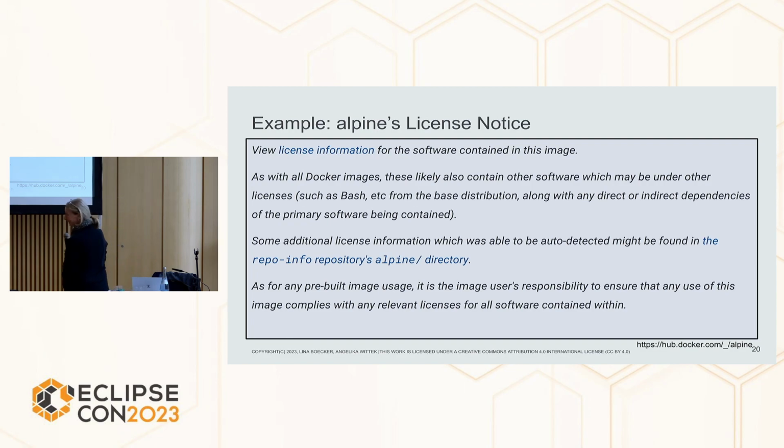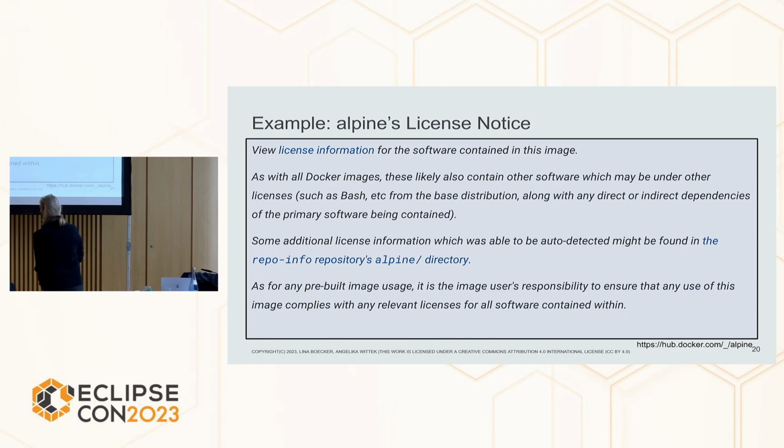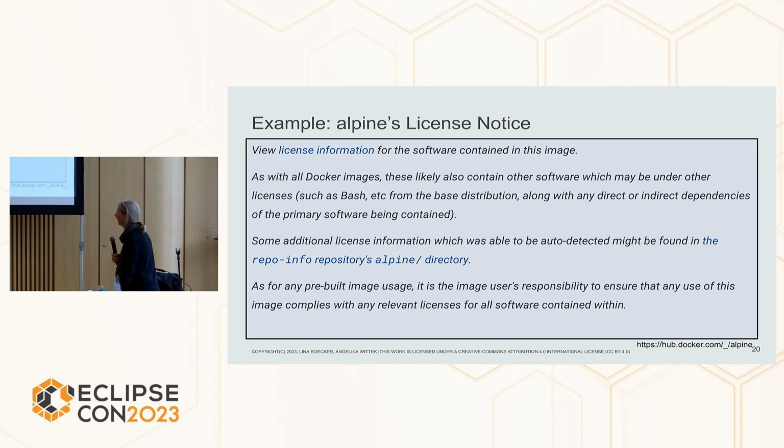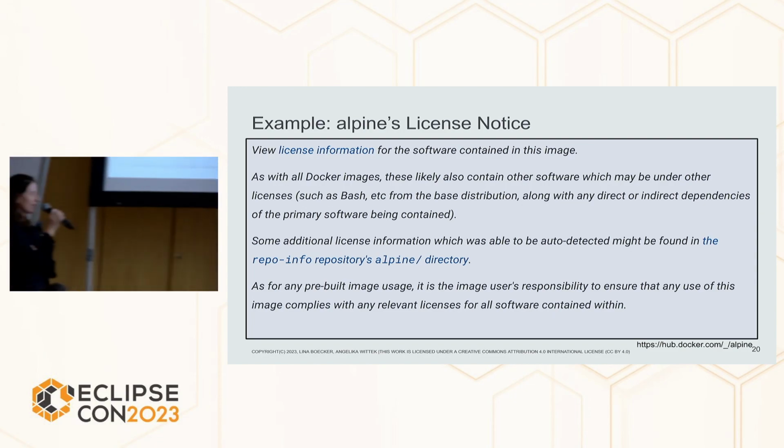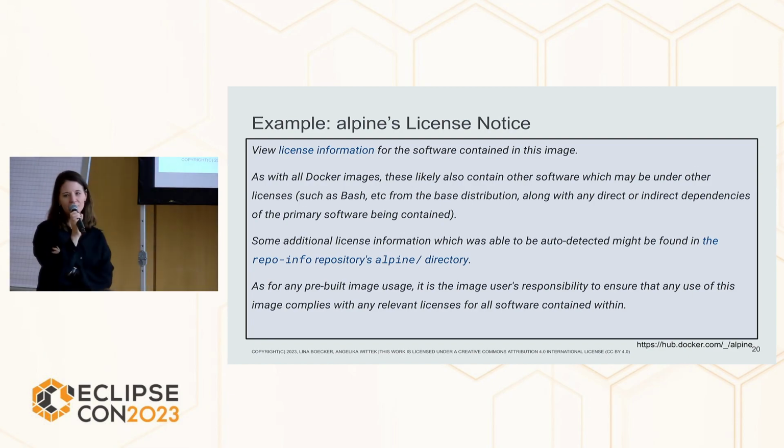Okay, and there's this one sentence, Lina, the last one. It's the image user's responsibility to ensure that any use of this image complies with any relevant licenses for all software contained within. So it's basically what I just said. It's you who has to comply with it. What Angelika just showed is a good way to be relatively safe, because Docker Hub is a very trusted source. They usually do that well, but you can never be sure that there's an update or anything in the code that they have missed. So if you want to be 100% compliant, you have to scan yourself.